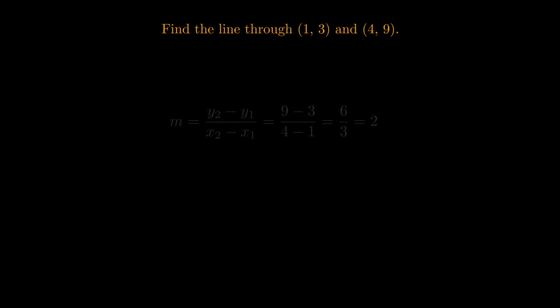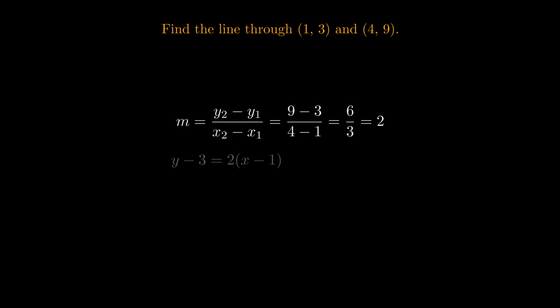Part 2. Find the line through 2 points, (1, 3) and (4, 9). With 2 points and no gradient given, there's a clear order. Gradient first, equation second. Gradient is change in y over change in x: (9 - 3) over (4 - 1), which is 6 over 3. That's 2. Now feed that gradient and either point into point-gradient form.